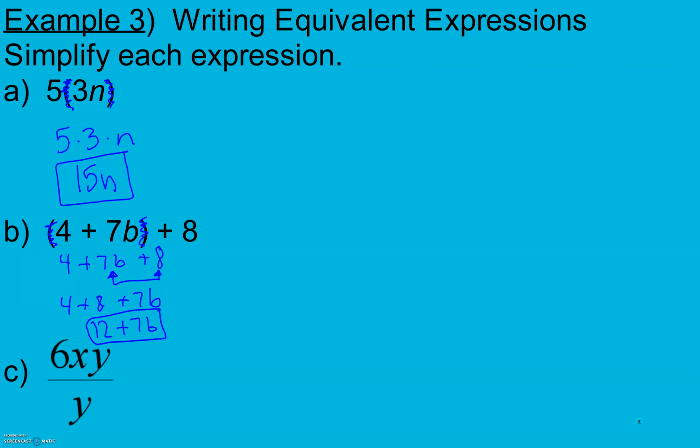On C here, remember, fraction bars are like grouping symbols. So I'm going to change my group here just a little bit so that I have a 6x and then a y. And now, remember, it's still just a grouping symbol, so I'm going to change that grouping symbol a little bit. And I'm going to take 6x times y over y. And again, when we change our group, that's just our associative property.